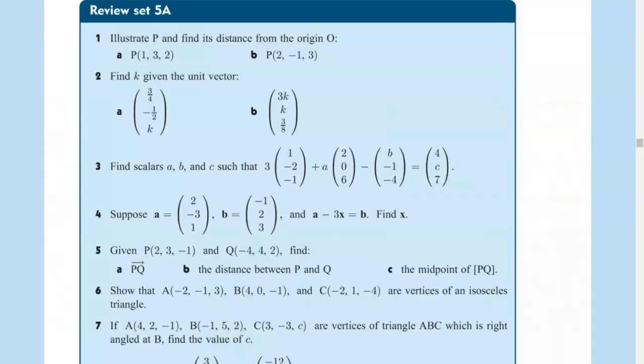So the first thing we're going to do is have a look at how we plot points, and you can do it if you want to, but you could just look if you so desire. Oh, let's do it together. So we've got X, Y, and Z. Draw your axes. Number 2, find K, given that those vectors are unit vectors.